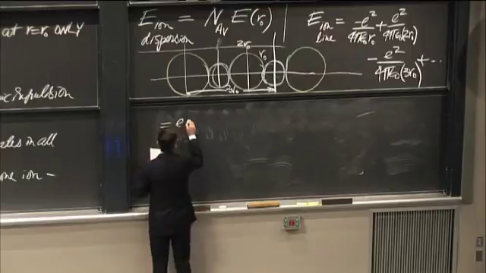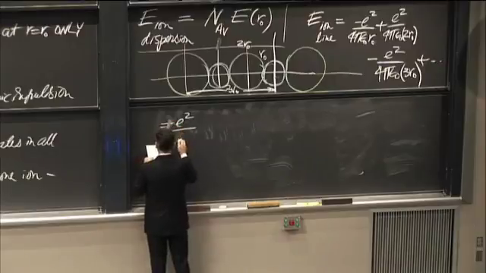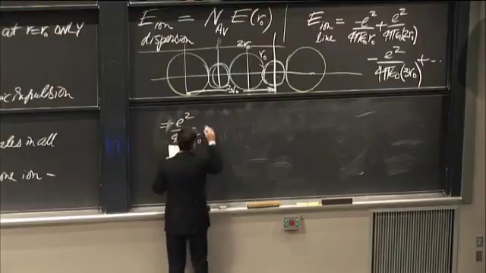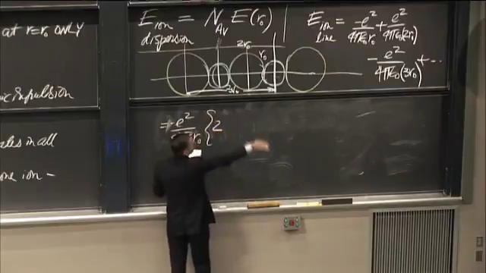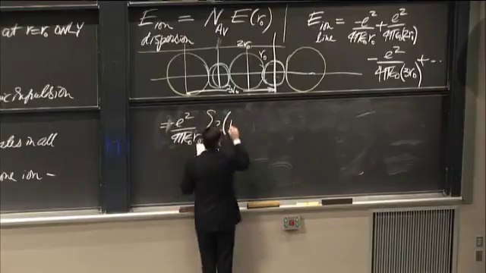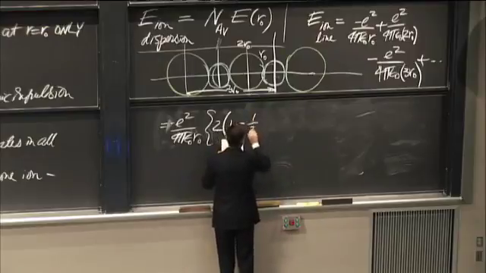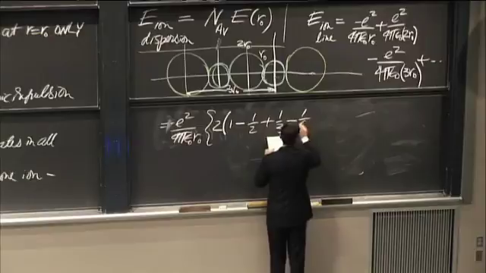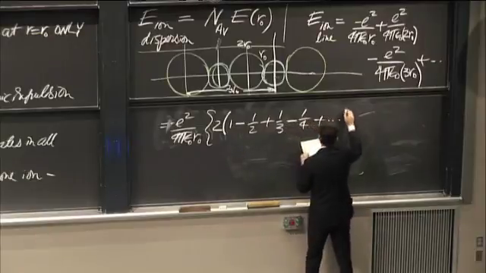At some point, you end up with something that looks like this. In fact, I'll put the minus sign up here: minus e squared over 4 pi epsilon 0 r naught. And you're going to double it because you're going to go one side and the other side. And you're going to get a series that looks like this: 1 minus a half plus a third minus a quarter plus blah, blah, blah.